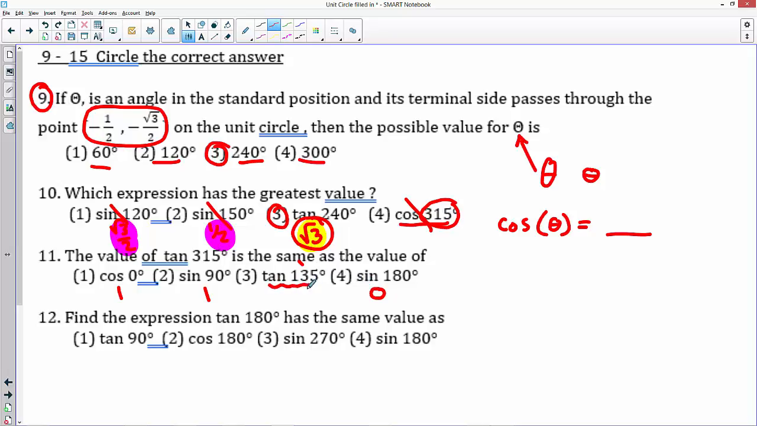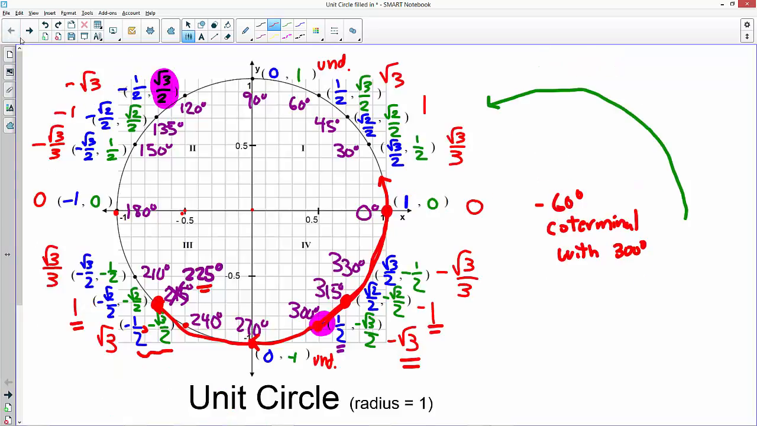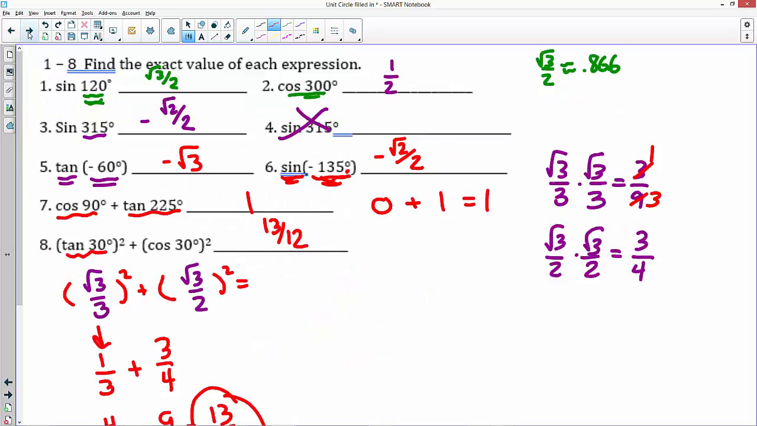And it turns out that this tangent of 135, let's take a look at it. Here's 135. There's the tangent, the slope, and it's -1. Okay, good. So that matches.